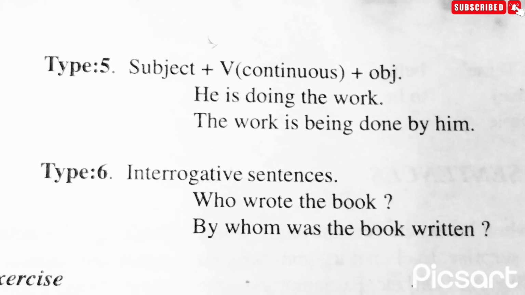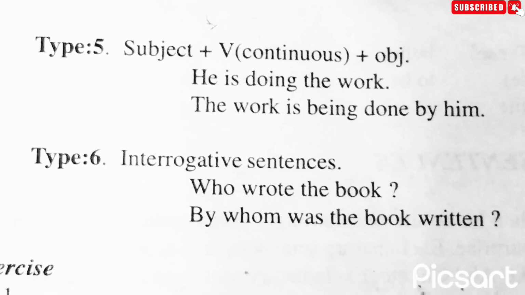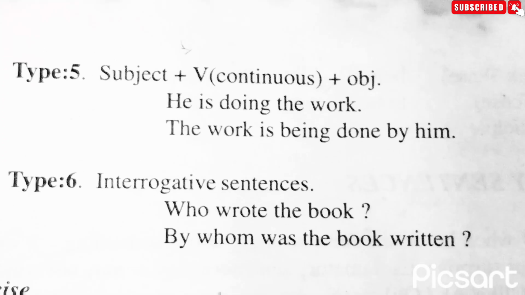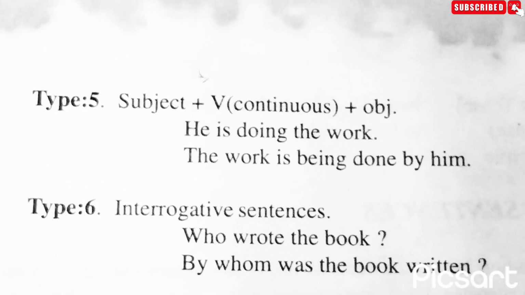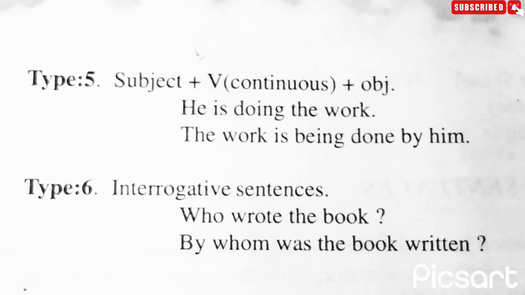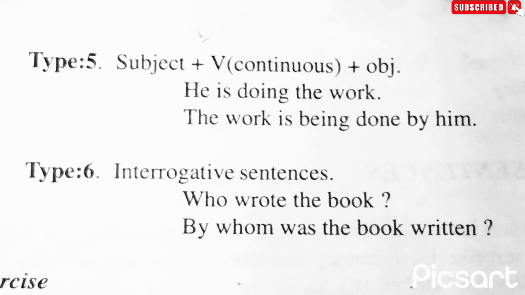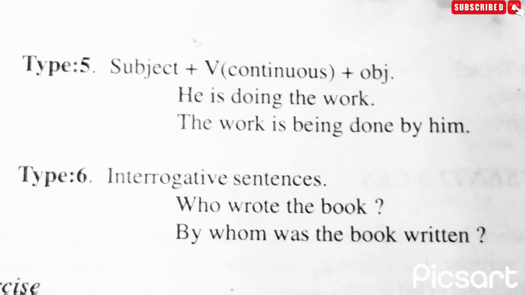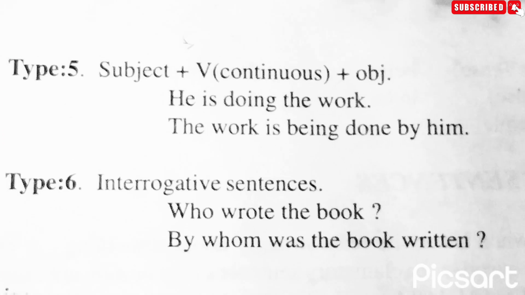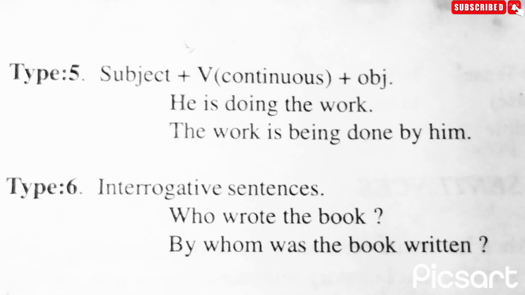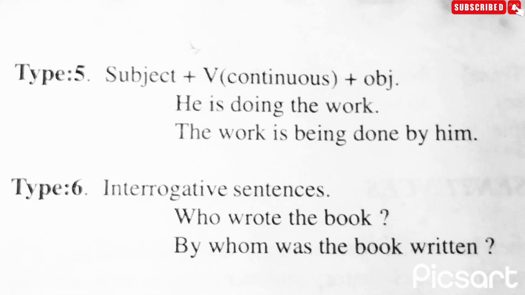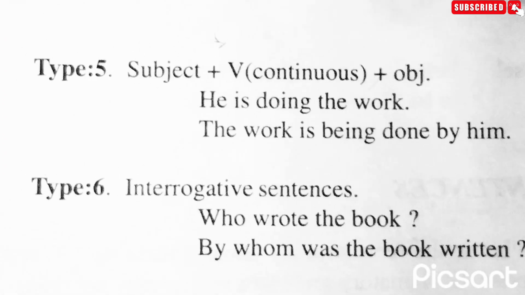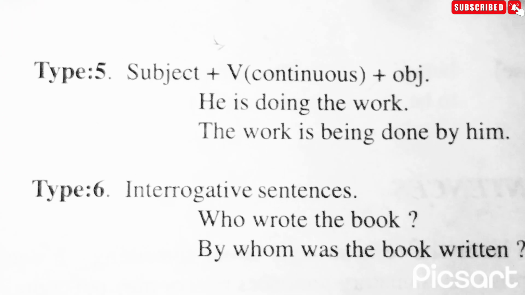Here, we take the preposition by in the initial stage. By whom? By whom? Wrote means it is a past form. So we also use the suitable to be form, was. By whom was the book? V3 form of write is written. Who wrote the book? Active voice. By whom was the book written? Passive voice.